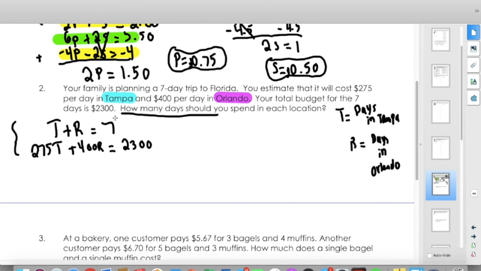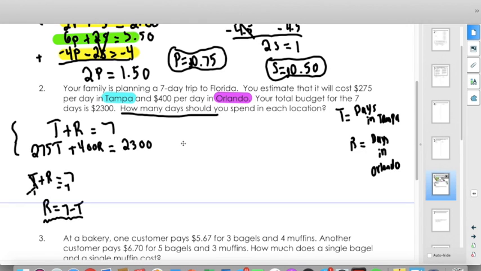In this case, it would probably make sense to not use elimination, but to use substitution, because we have T plus R, and it's very easy to get one of these by itself. So I'm going to write down T plus R equals 7, and let's just get R by itself. I'm going to subtract T from both sides. All right, so I have R is equal to 7 minus T.